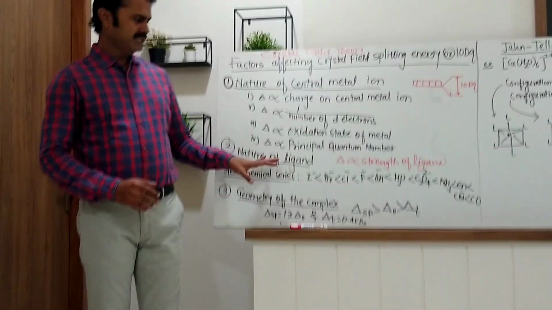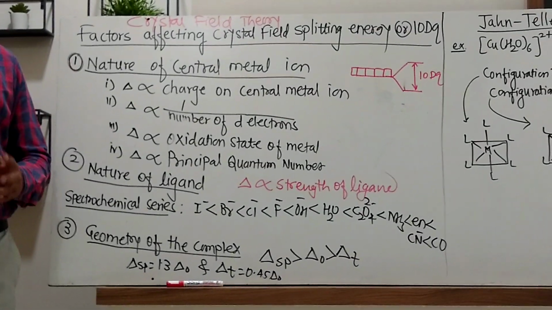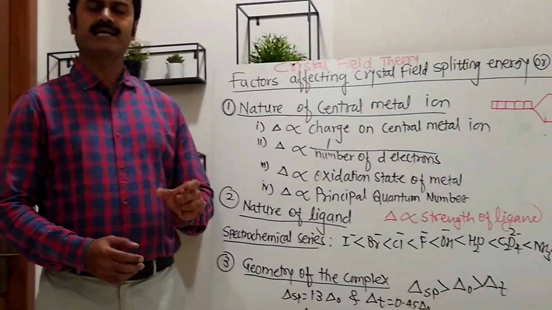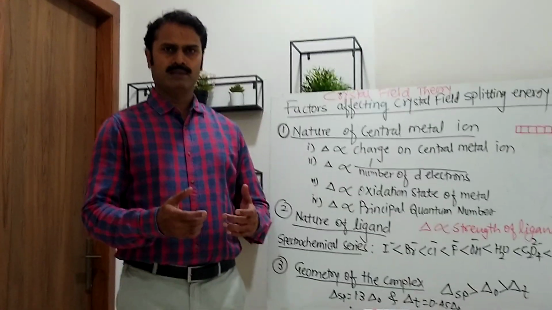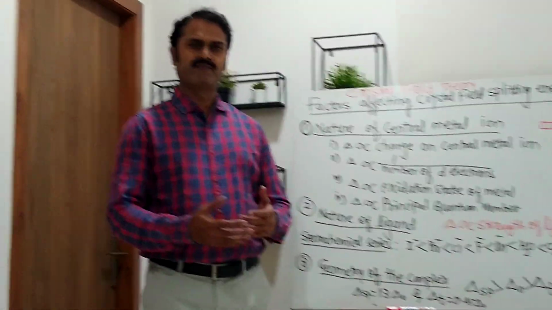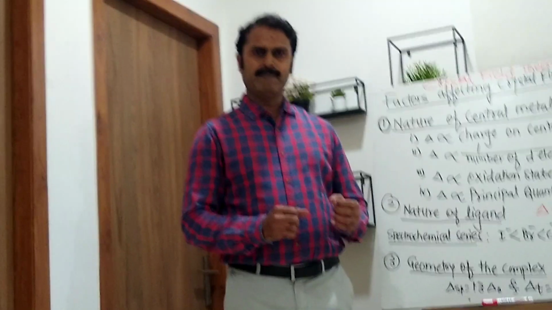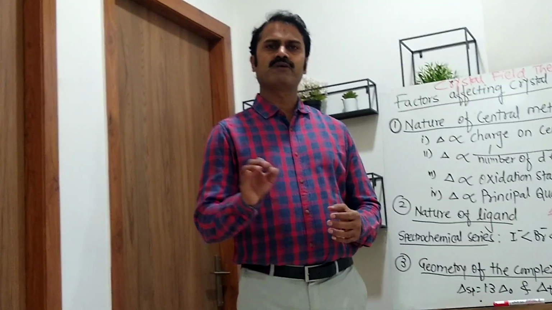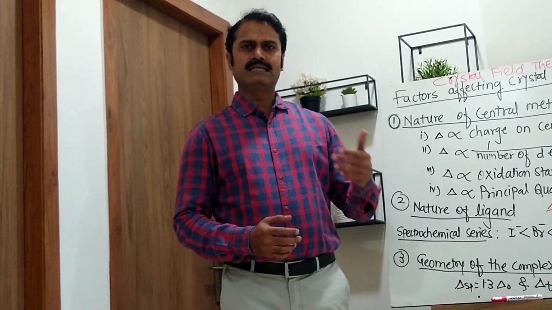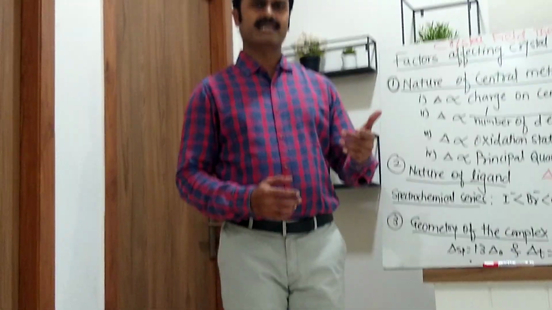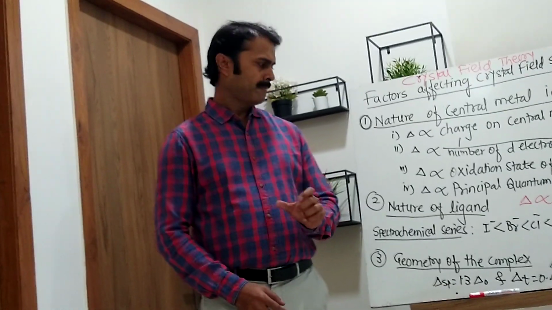In this point, ligands are classified into two categories, weak ligand and strong ligand. Some ligands exert more crystal field or more field strength on the metal ion. Such ligands are said to be strong field ligands. On the other hand, some ligands exert less field strength on the metal ion. Such ligands are known as weak field ligands.